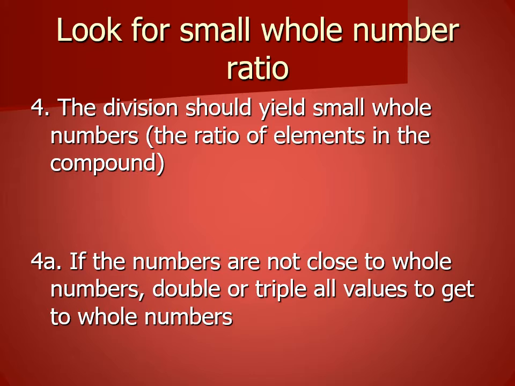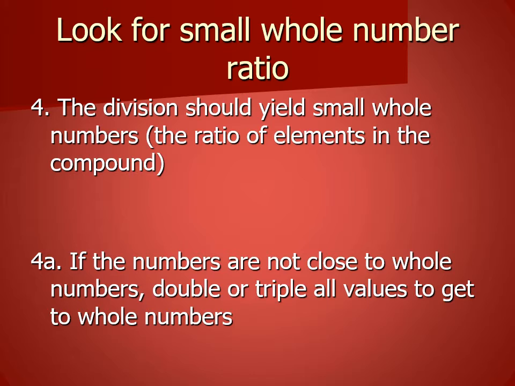And so you would look to double or triple most values. Rarely would you have to quadruple something, but you can't do anything more than that. Because if you have to do more than quadruple it, you're probably that close to a whole number, and you just round to a whole number. So you may have to double, triple, or quadruple.